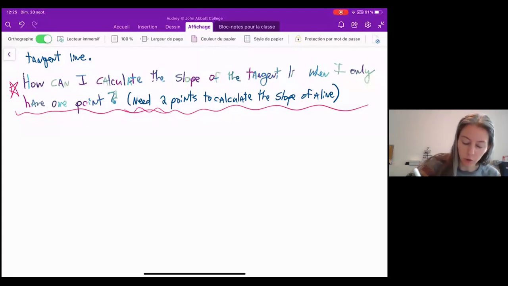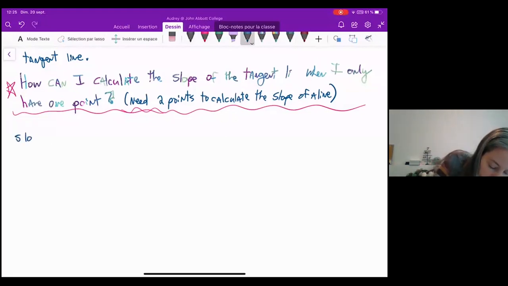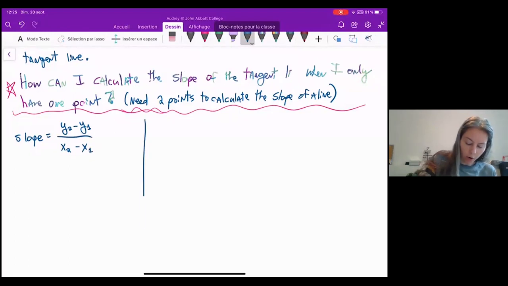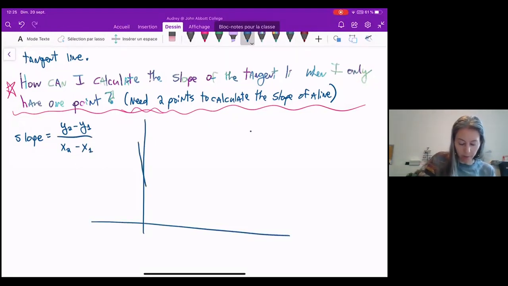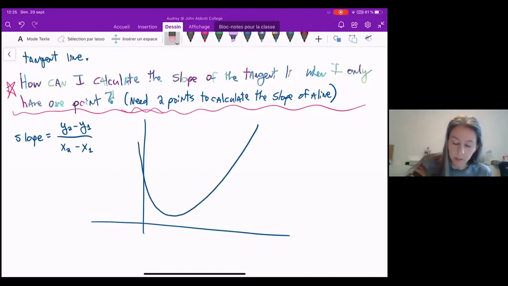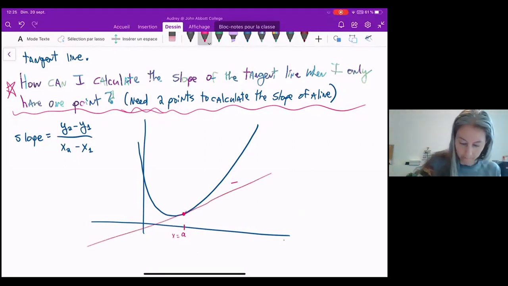So first, let's remind ourselves of what the slope of a line is. The slope of a line is y2 minus y1 over x2 minus x1. Okay, so let's draw a curve here. I'm going to draw just a parabola because usually those are the easiest to deal with. And let's say that my goal is to find the slope of the tangent line at this value, which I'm going to call x equals a. So this is my goal: to find the slope of this tangent line.